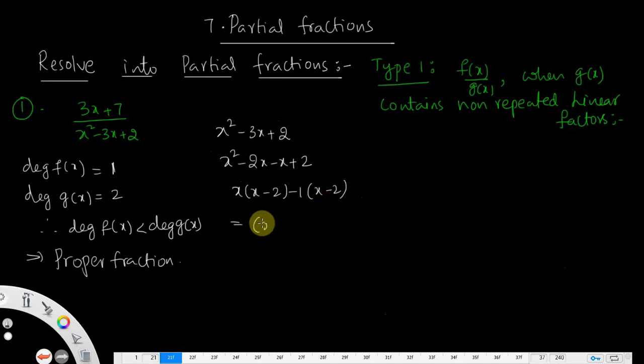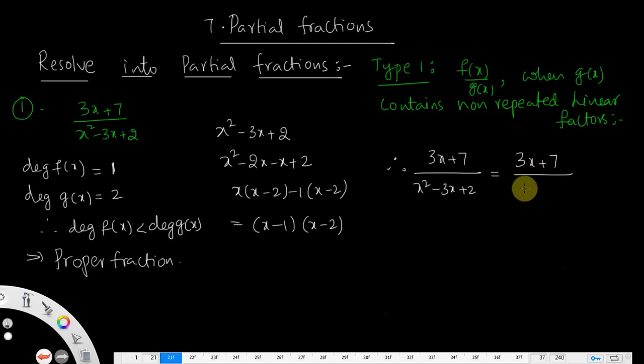Therefore, the factors of g of x are x minus 1 into x minus 2. Therefore, we can write 3x plus 7 divided by x squared minus 3x plus 2 is equal to 3x plus 7 divided by x minus 1 into x minus 2. Now resolving into factors: a by the first factor, plus b by x minus 2. This is the method of resolving into partial fractions by always taking linear factors.